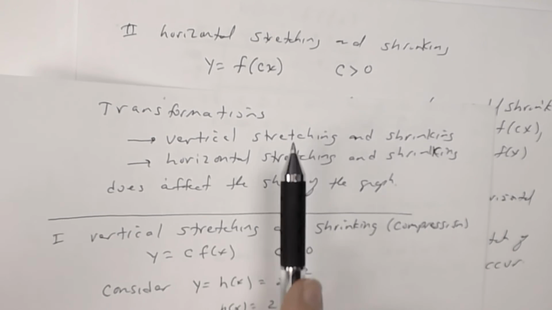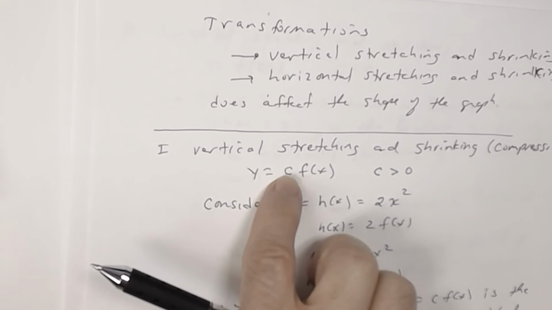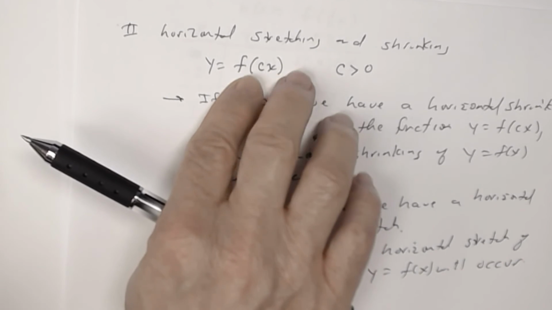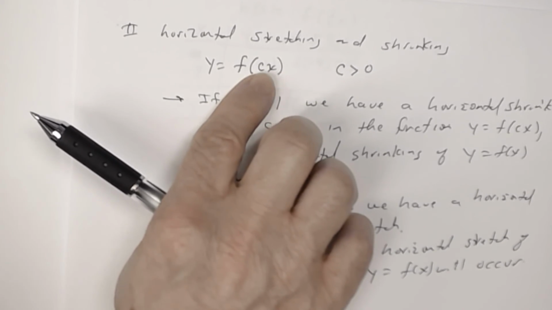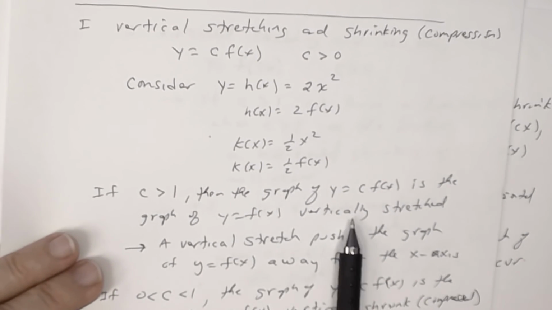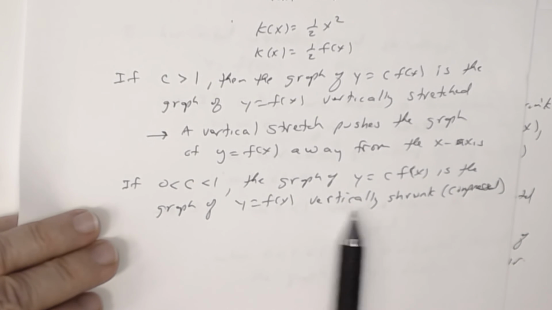A vertical stretch occurs if you take your function and C is being multiplied on the outside. See where C is on the outside? A horizontal shrink or stretch occurs if you're multiplying C by x, where instead of C being on the outside, it's inside the parentheses and it's C times x. And going back to the vertical, if C is greater than 1, it is vertically stretched. If C is less than 1, still positive, it's vertically compressed.